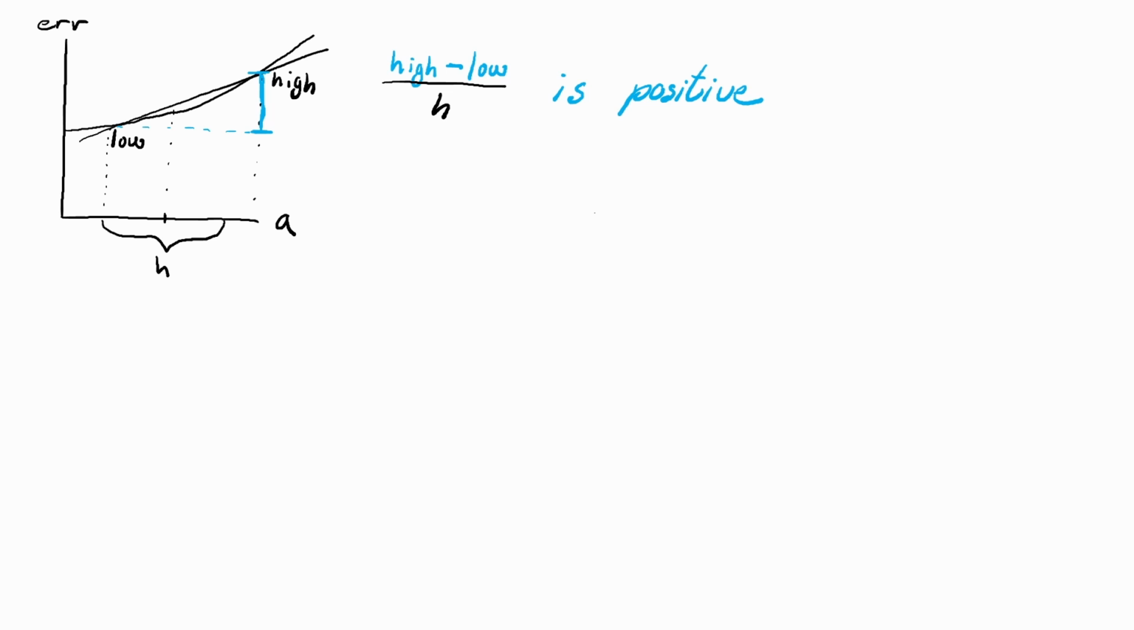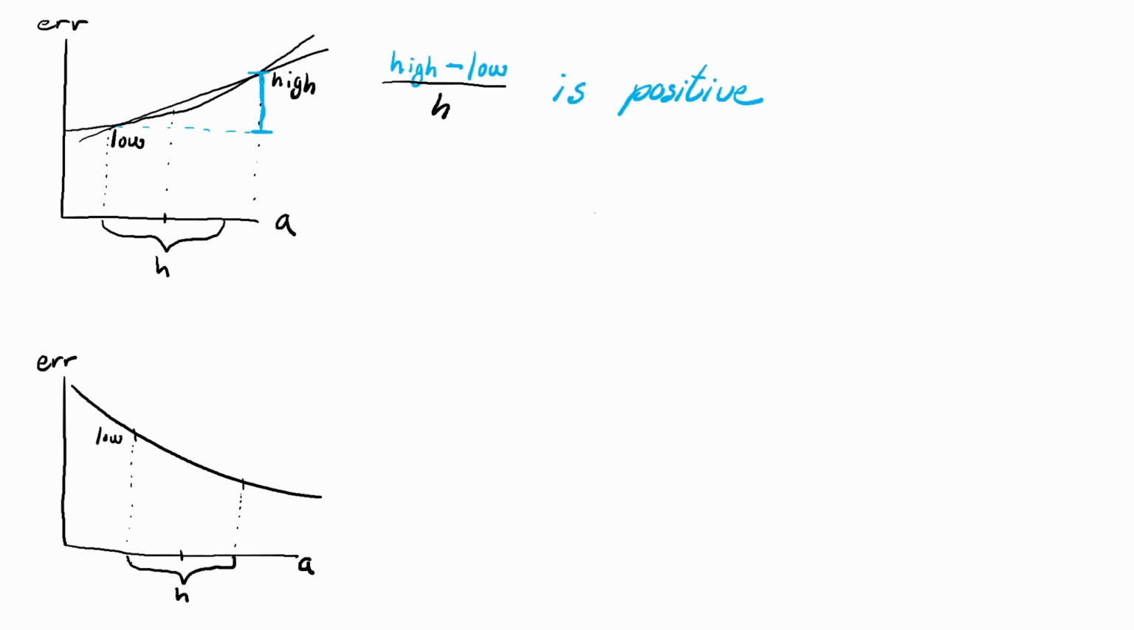Now let us look at the other case where the output decreases while a increases. And again, we calculate high minus low divided by h. In this case, we can see that the estimate is negative. It's because high is subtracted by this value that is higher.